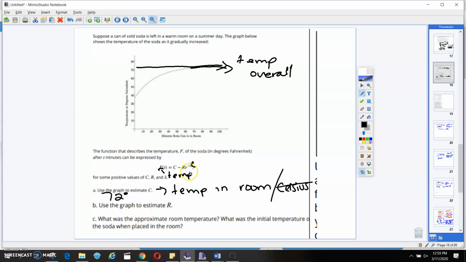Okay, now what is R going to represent? Right. The room temperature. Outside the room. I would do the temperature of the soda can.